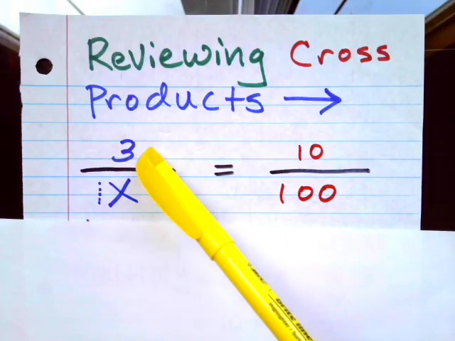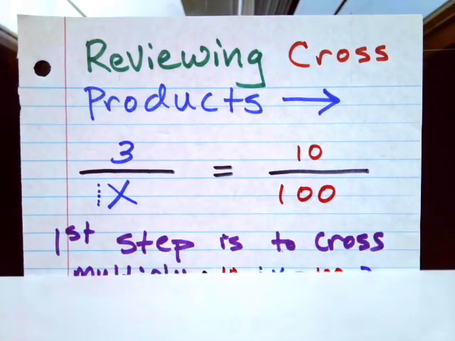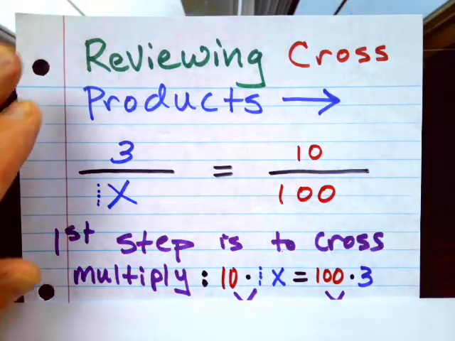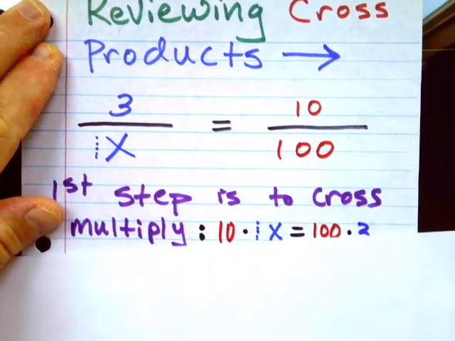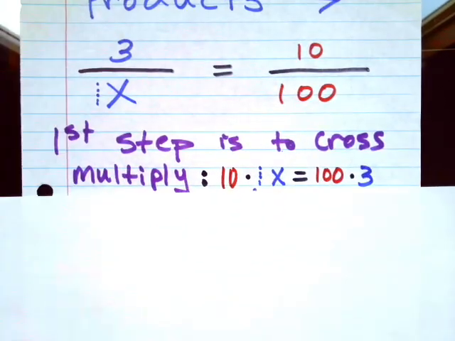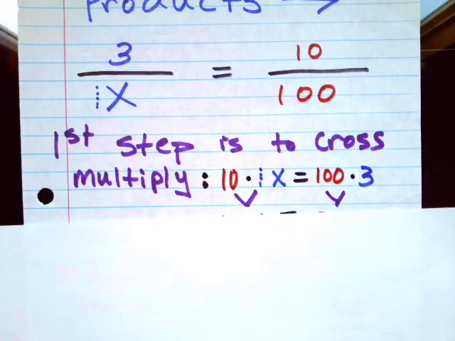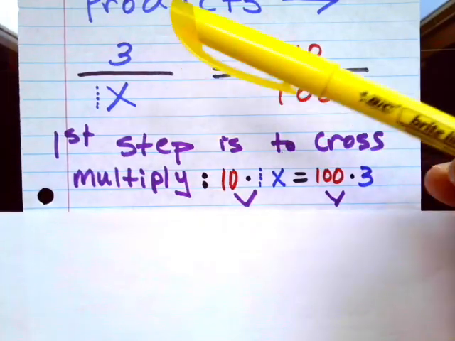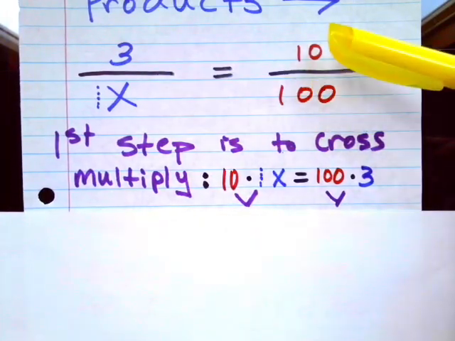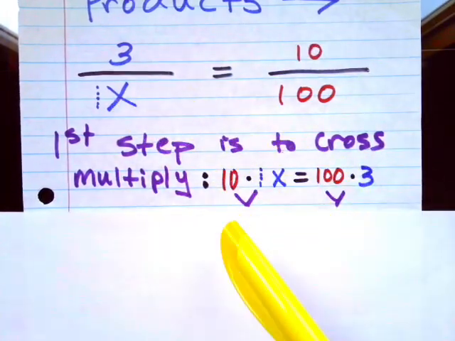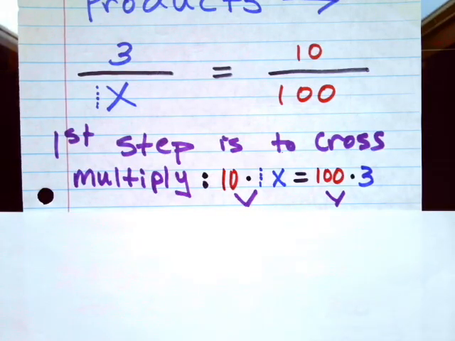Set that equal to 3 times 100. So that's the first step here in a cross product. Okay, we're going to multiply across from the equal sign. Again, 3 times 100 and then 10 times 1, right? That's what we're going to do in this first particular step.